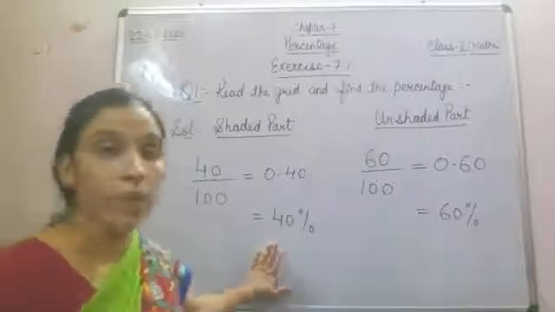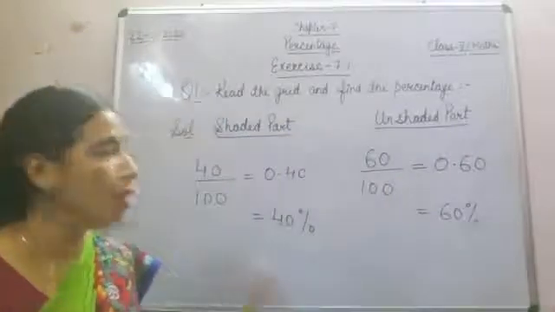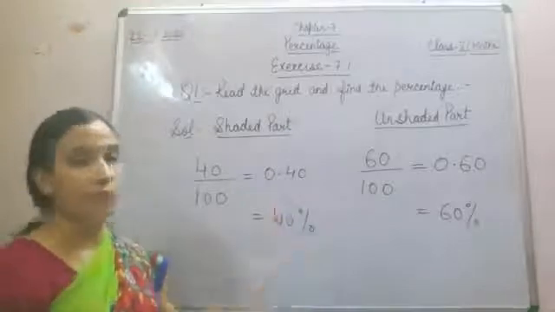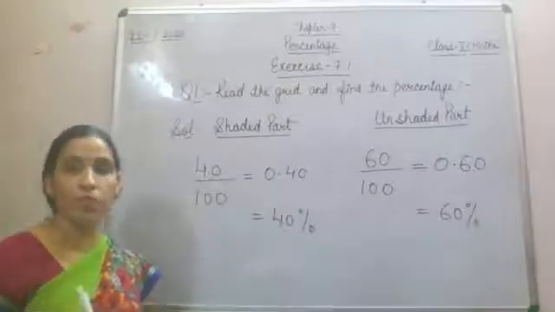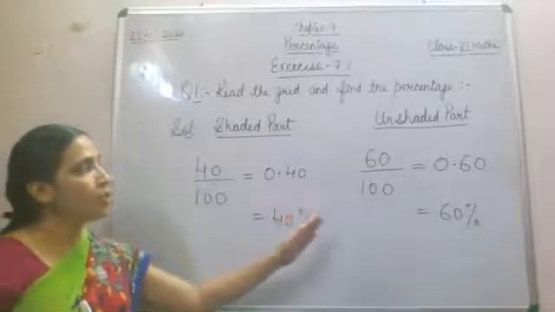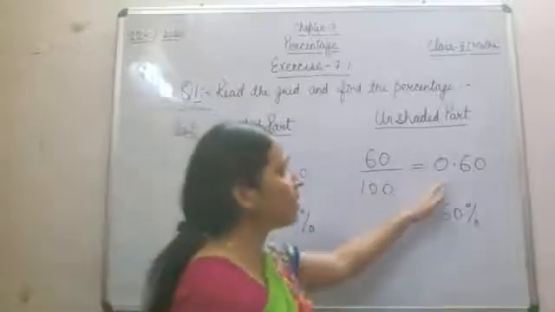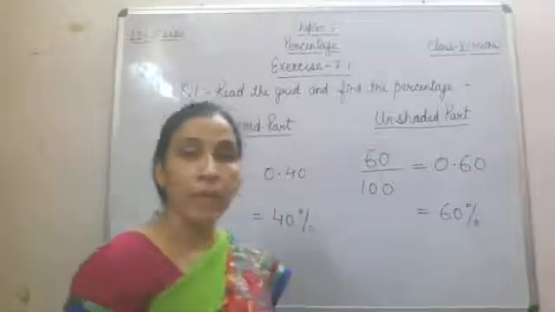Now if we talk about the unshaded part of this same grid, 40 is shaded, then 100 minus 40, what do you get? 60. You can count from your book also what fraction is shaded or what fraction is unshaded. Fine. So you will find it from the book also. Now 60 by 100 you will get 0.60 and here the answer will be 60%.